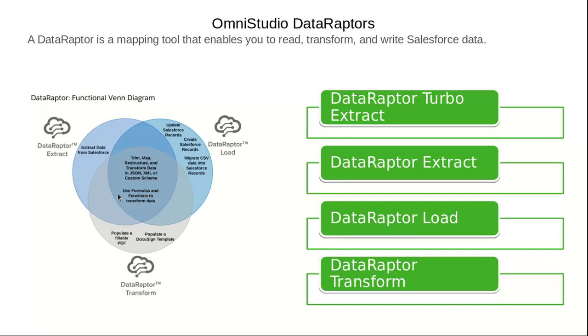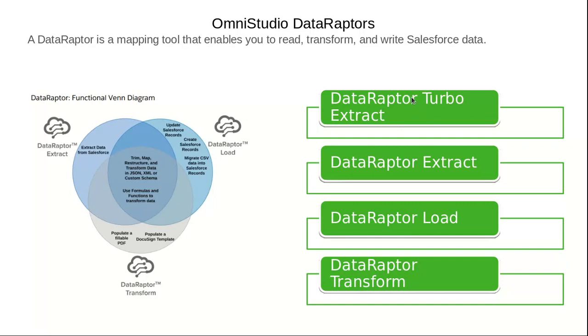And individual functionality, all these four components offer. Okay, so let's start with the Dataraptor Turbo Extract. Now, what is a Dataraptor Turbo Extract? So let's say I have a requirement. I wanted to get the data from a single Salesforce object, say an account object. You can use the Turbo Extract.